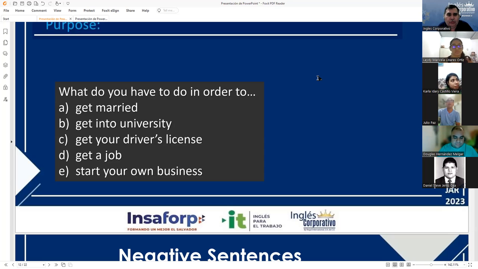What do you have to do to get your driver's license? Learn how to drive. Learn to drive. First, you have to learn to drive. You have to take lessons. You have to take driving lessons. First, you have to take driving lessons. You have to learn to drive.